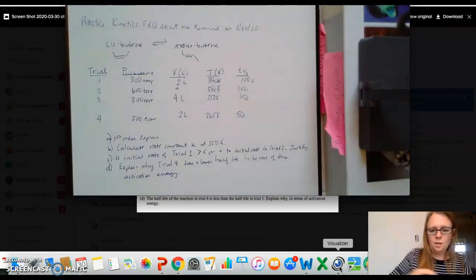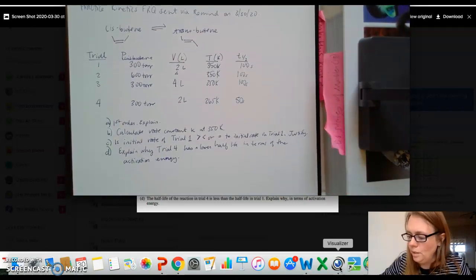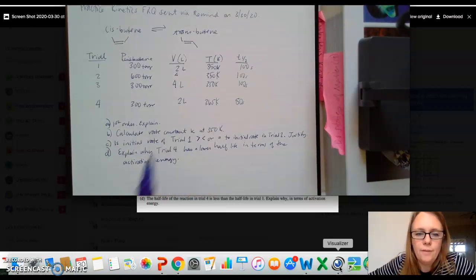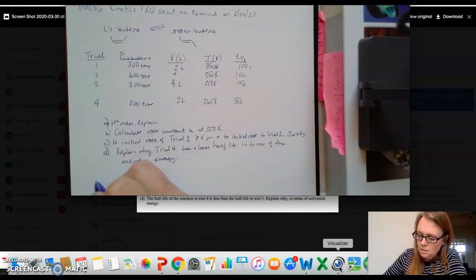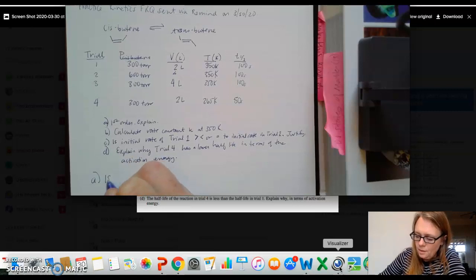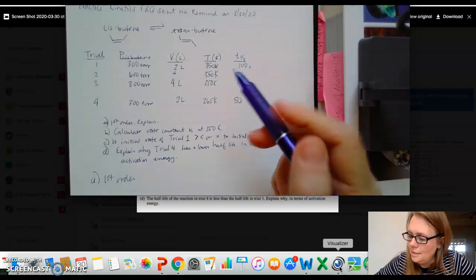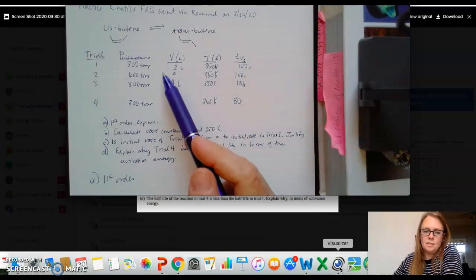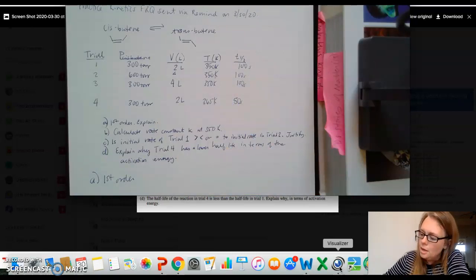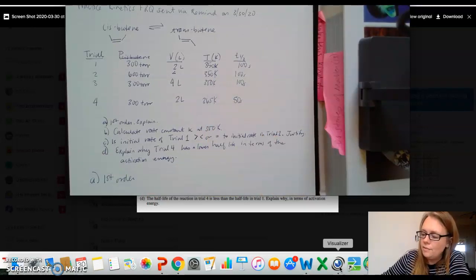Okay, so the first part of the question asks us to explain how we can tell from the data table that this is a first order reaction. So I hope that you wrote that a first order reaction always has a constant half-life at a given temperature. And so we can use experiments 1, 2, and 3 to justify that this is a first order reaction because when the temperature is held constant at 350 Kelvin, the half-life is also constant.